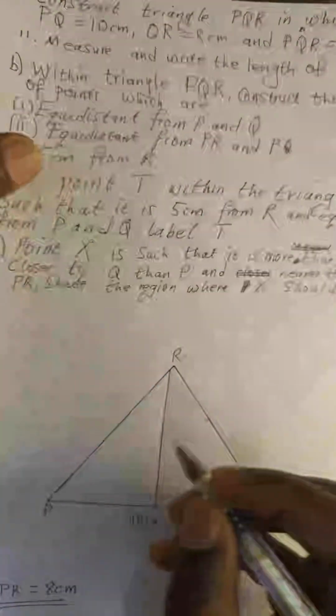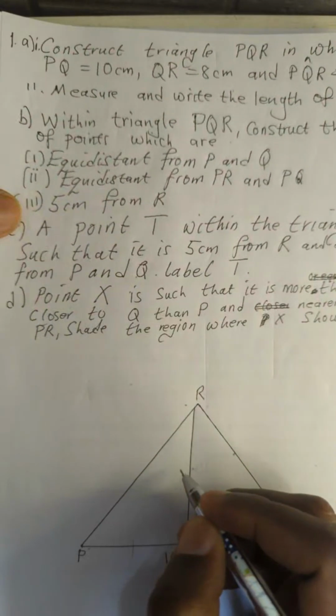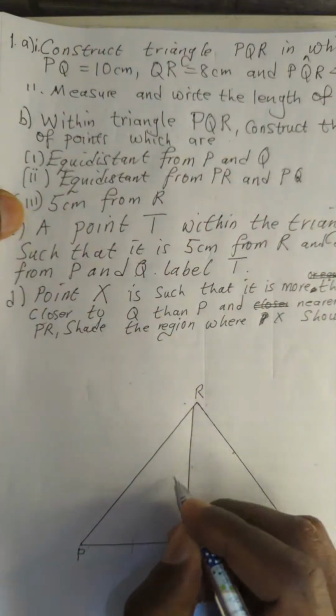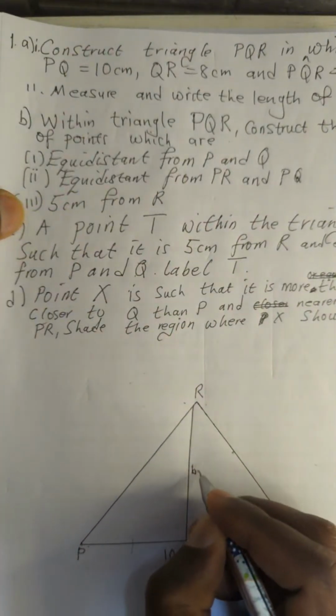So this is the line. Once you are done constructing, you write the question number. So this is B1.